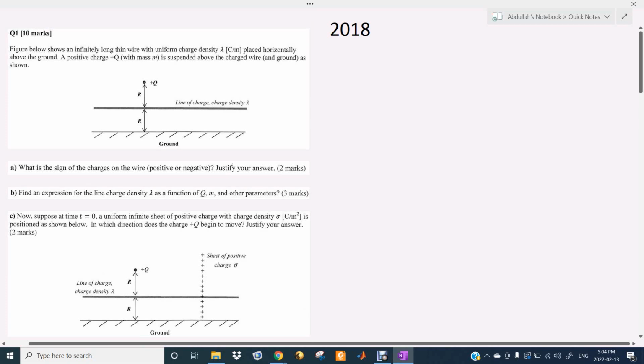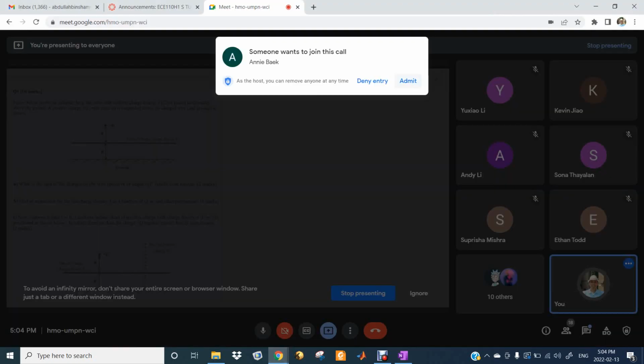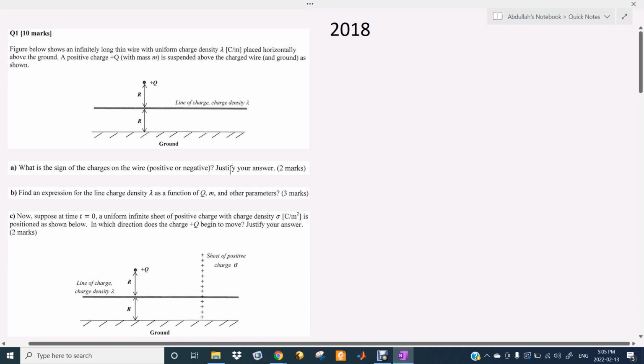So basically, if you can open up the PDFs, download, and see the first question, it discusses that, okay, you have a line charge, right? It's infinitely long and its density is lambda, and it's positively charged. And you also have another positive charge that's suspended above this line charge. Suspending means that this positively charged Q is floating, right?